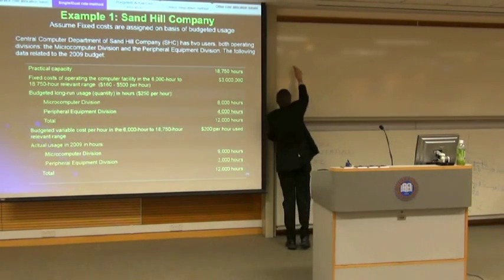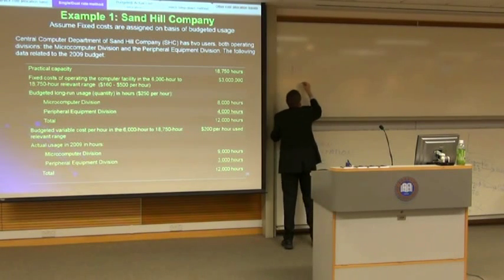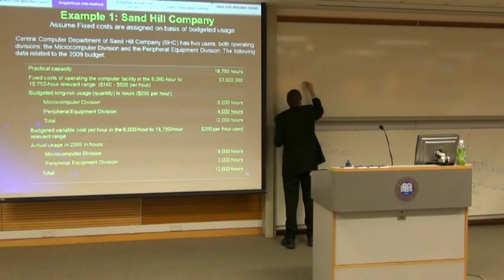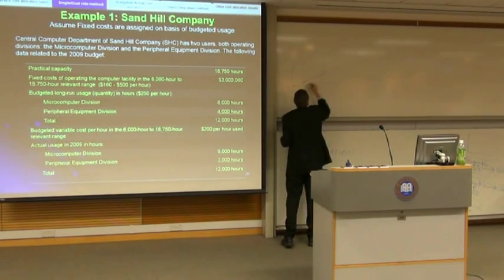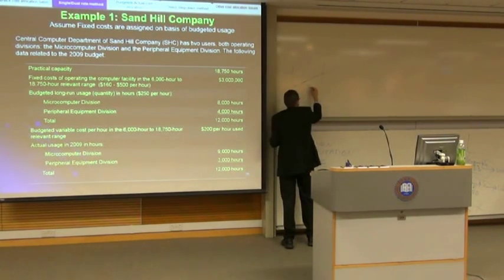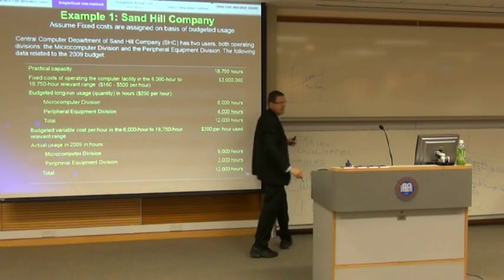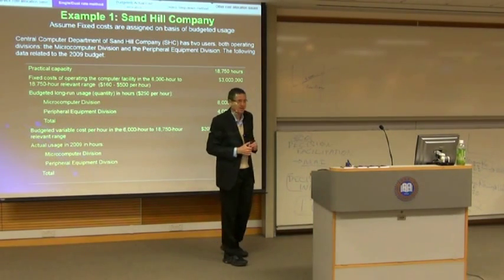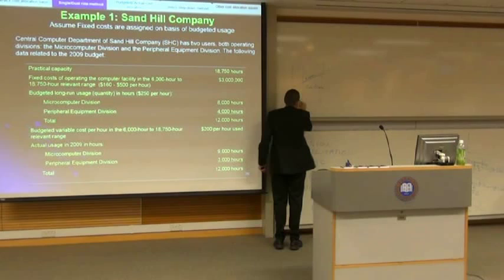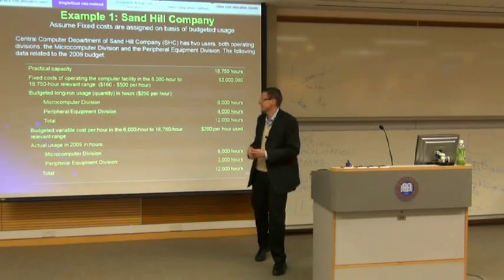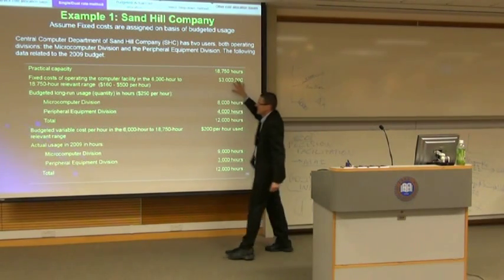So basically, we have a relevant range like this. There we can actually predict the variable cost. The fixed cost is 3 million here, and the variable cost is 200 per hour. Are you with me here? What is the relevant range? Between 6,000 and 18,000 hours. All right, so that's what we mean by the fixed cost, 3 million.